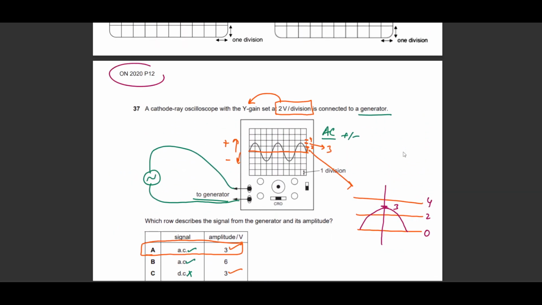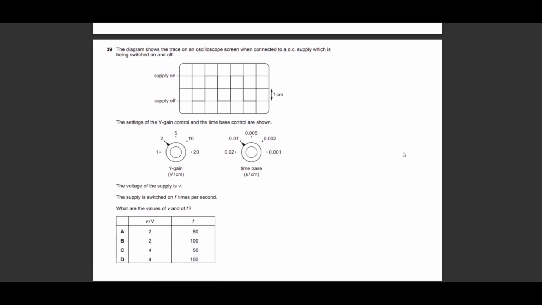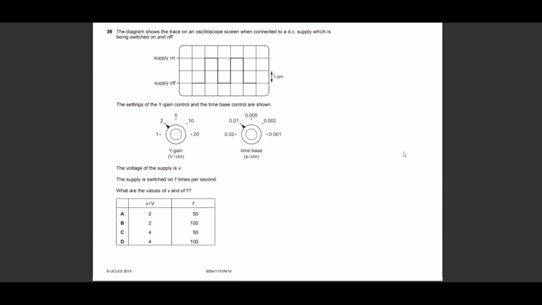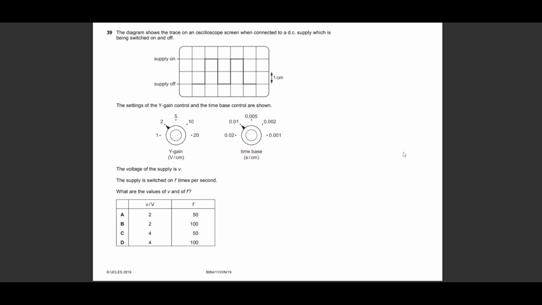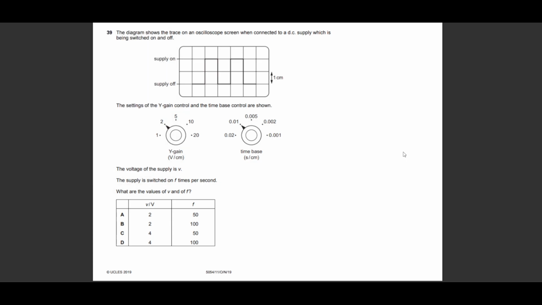This question is from October-November 2020 P12. You can go through that question and zoom into the diagram as well. This is one of the common questions that students sometimes find difficult. Now, first, we have to identify what type of signal this is. This is an AC signal. And how can we say that? This is the shape of the graph.